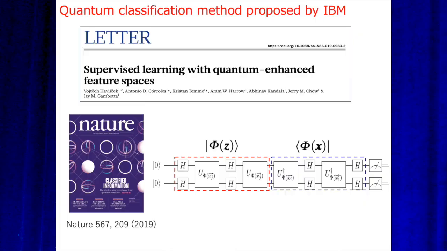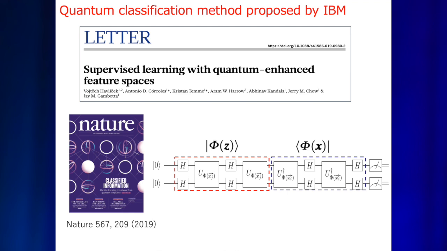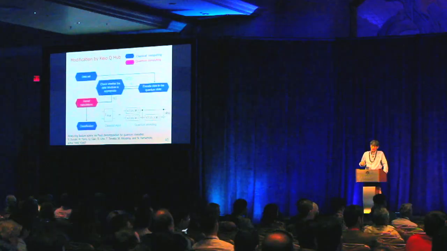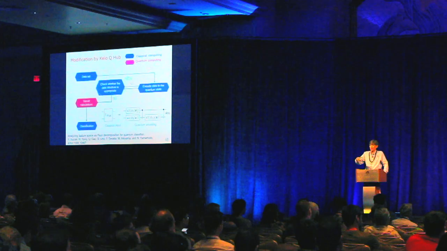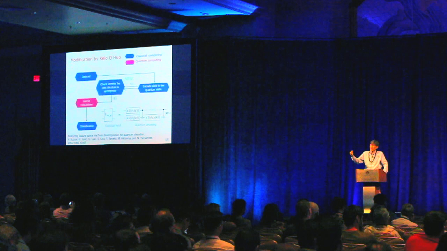And this was the result of IBM alone in 2019. We extended this idea at Keio University together with IBM to actually make it runnable on the IBM Q machine. What we did is that only the kernel, only the inner product part, is performed by the quantum computer. The rest, the blue part, is all done by classical computers, NVIDIA GPUs and so on. But we have come up with a better way of preparing the data for quantum computation so that we can run this with quantum computing.